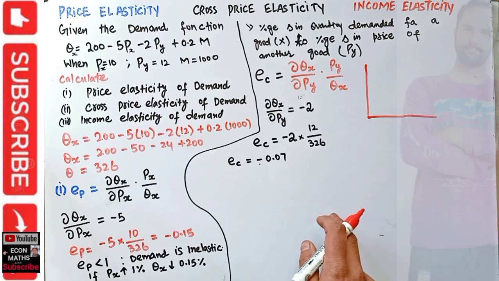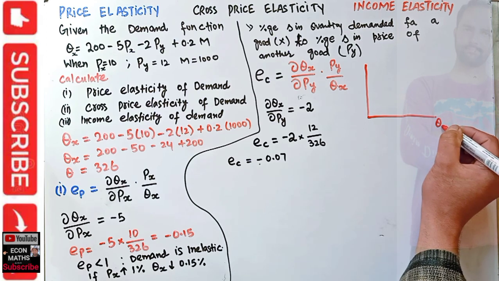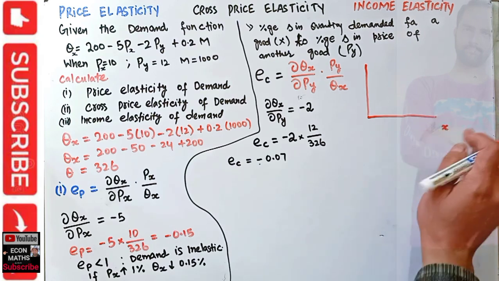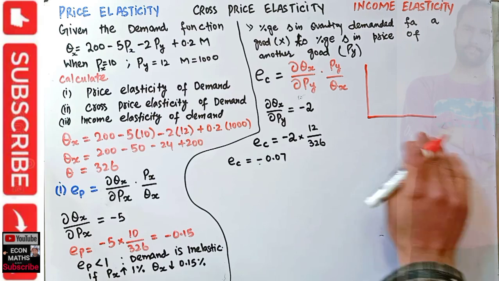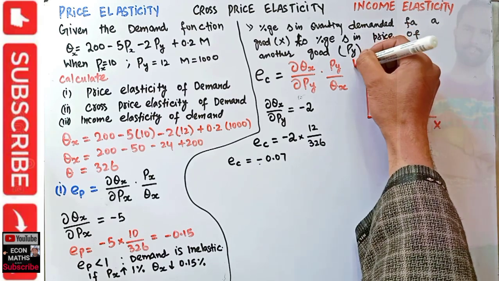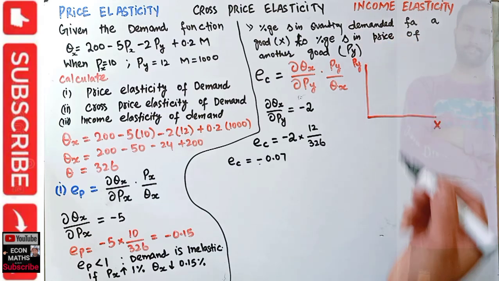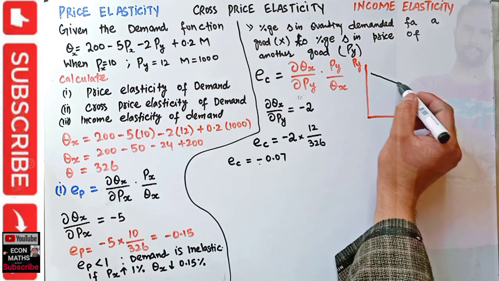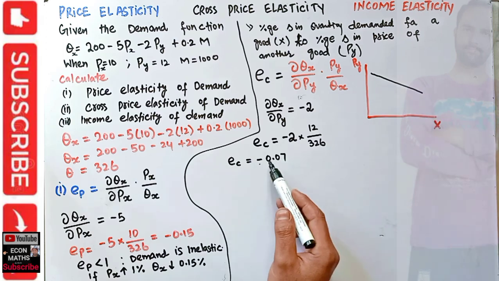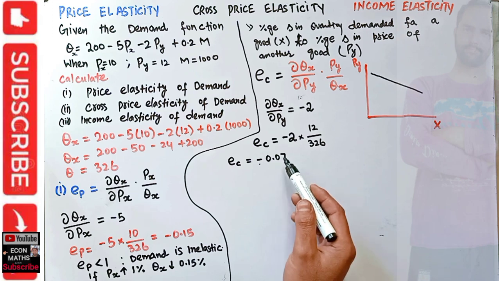Let us say we have quantity of good x on this side, or let us write simply the good x here, no quantity. This is good x, this is the price of good y. Okay, so it will look like this. That means cross price elasticity of demand came out to be negative, which means the goods are complements.